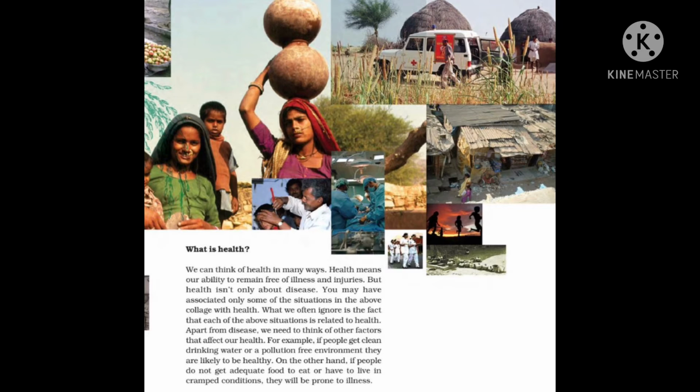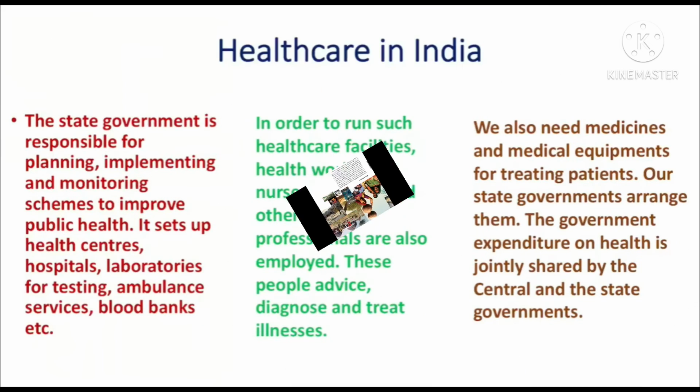For example, if people get clean drinking water or a pollution free environment, they are likely to be healthy. On the other hand, if people do not get adequate food to eat or have to live in cramped conditions, they will be prone to illness.